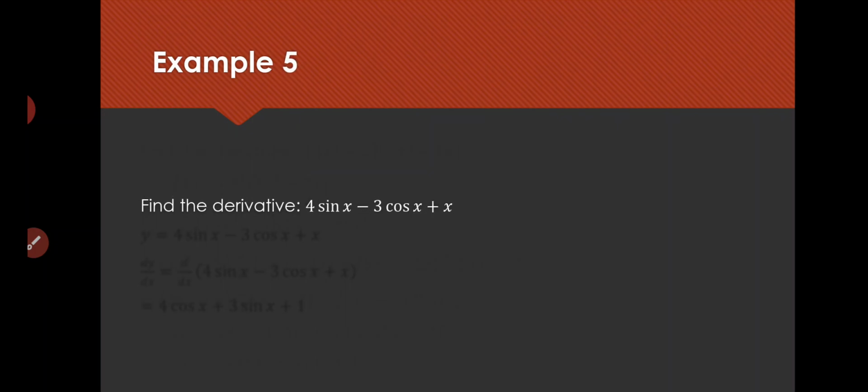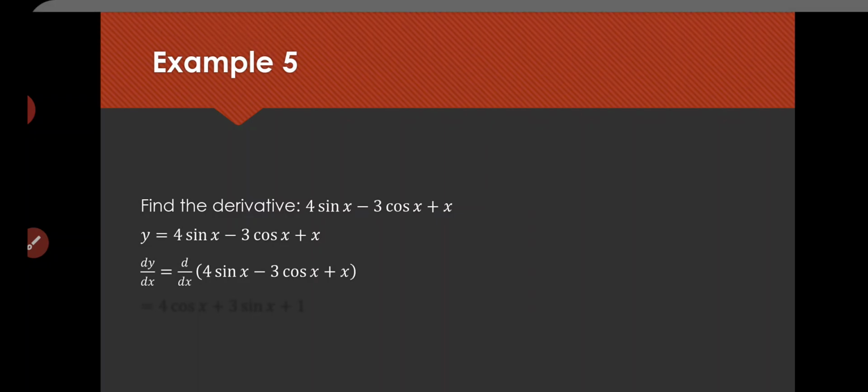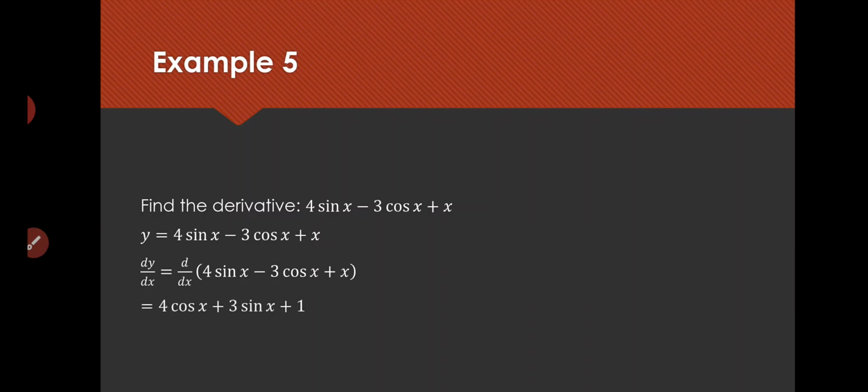Number 5, 4 sin x minus 3 cos x plus x. So we begin with 4 sin x minus 3 cos x plus x. So when we are doing the derivative, sin x derivative is cos x, cos x derivative is minus sin x, and x derivative is 1. So therefore your final answer becomes 4 cos x plus 3 sin x plus 1. Simple enough.